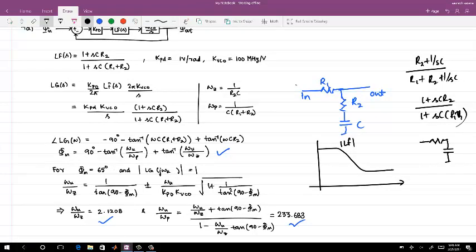Okay, the first filter which we had was this, right? Which is 1 by 1 plus SRC. So the transfer function for this depends on where the R is. Even if it is at the same location, it will be like this.